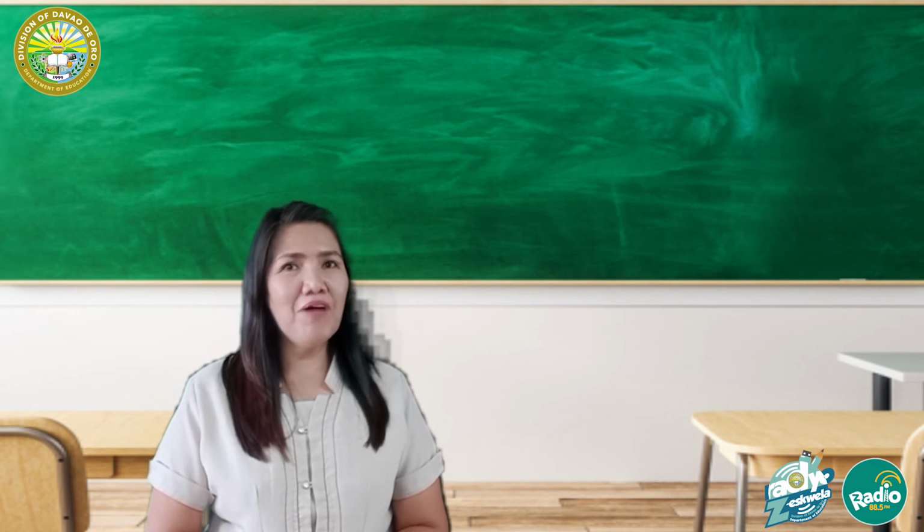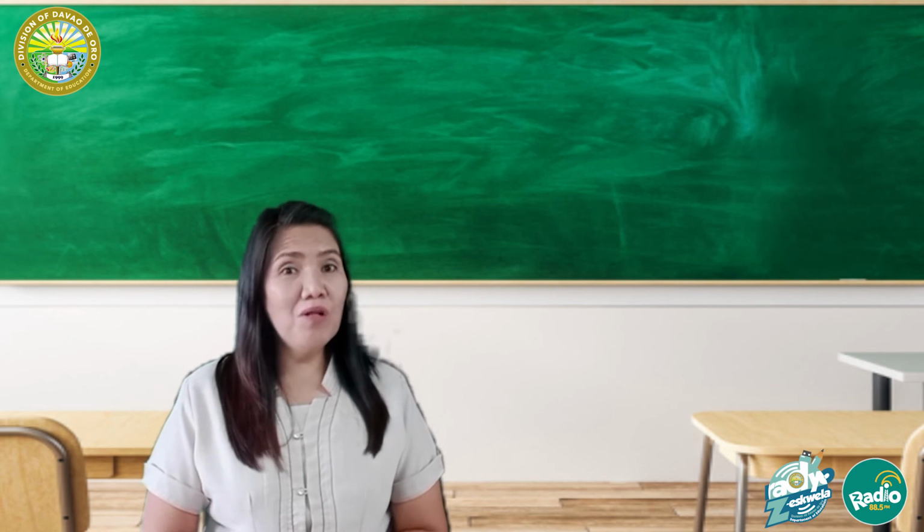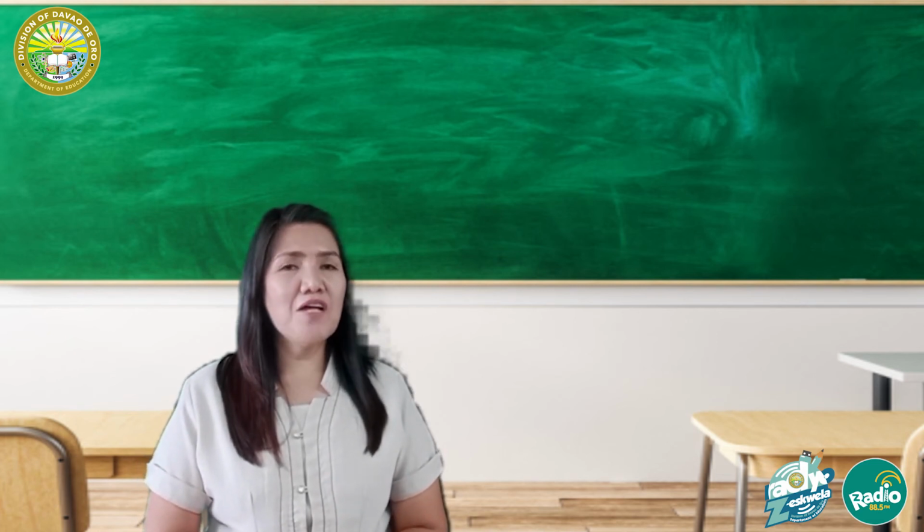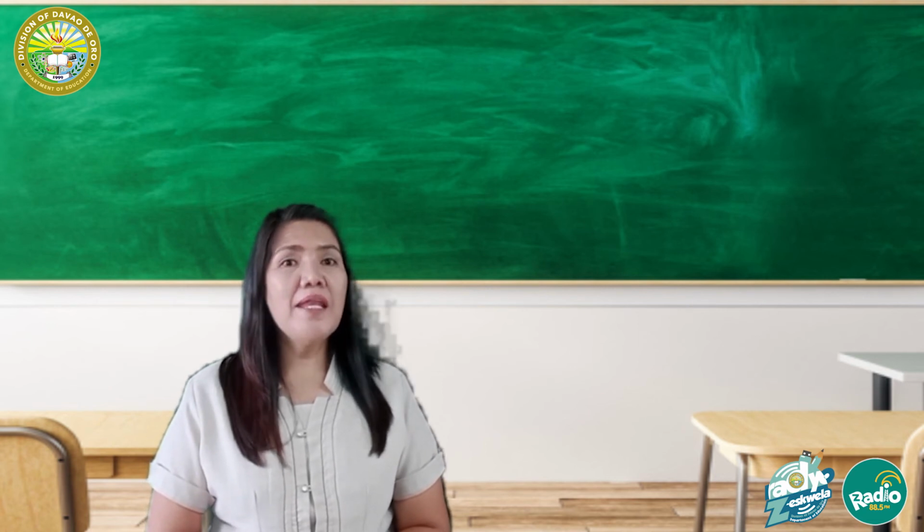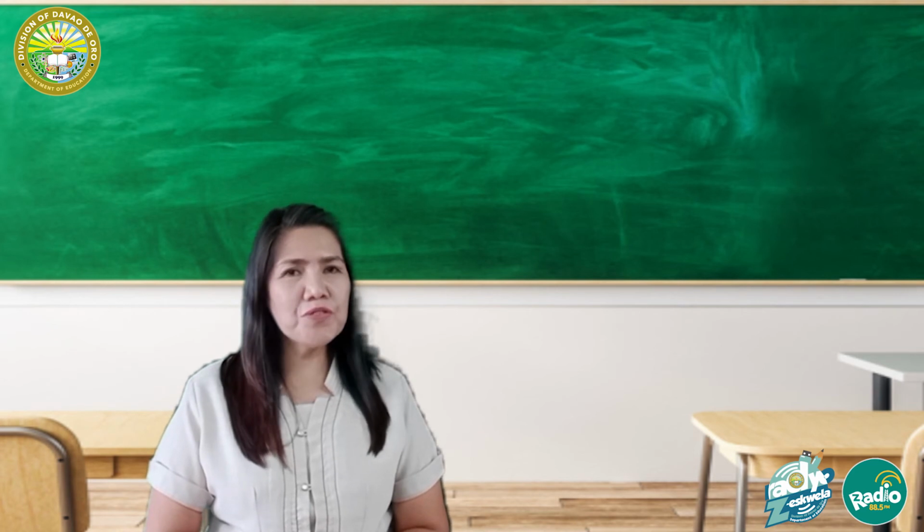Let us proceed now with our last activity. I will dictate the values of X and Y in the table. All you need to do is to write direct if the table of values expresses direct variation. Otherwise, write not direct. So listen carefully and write the values in your notebook for you to analyze. Are you ready?